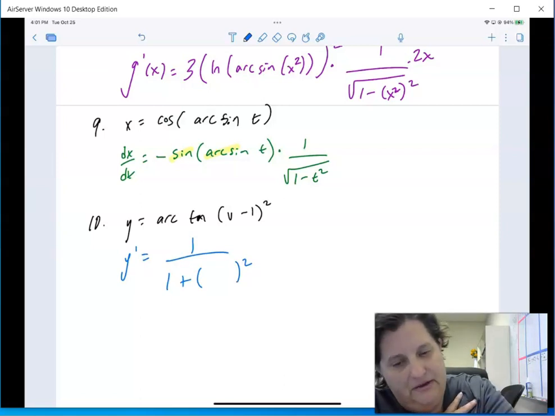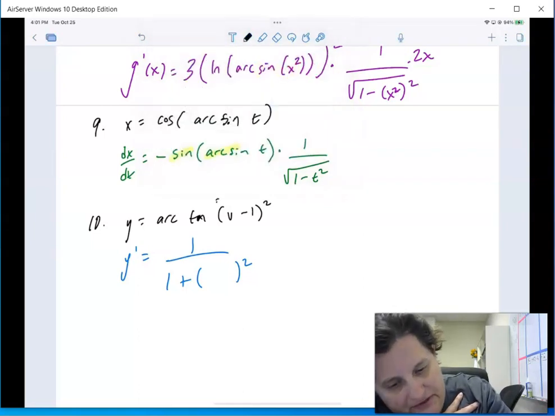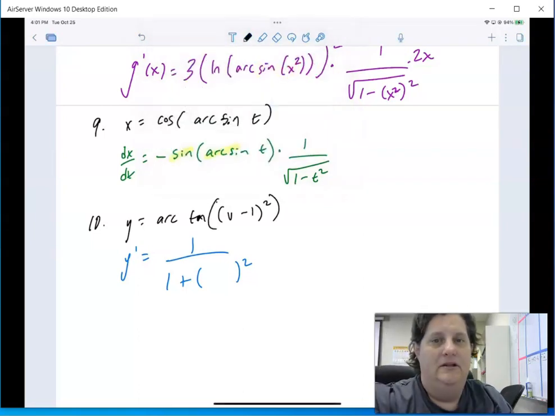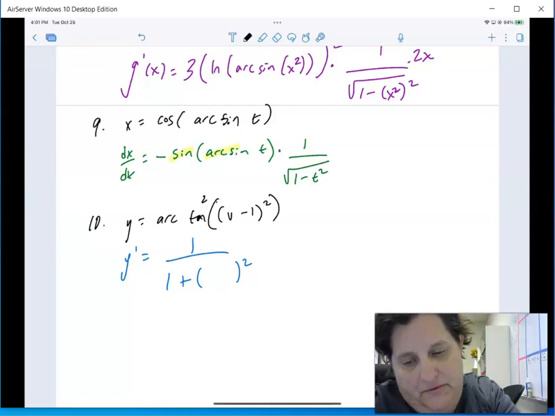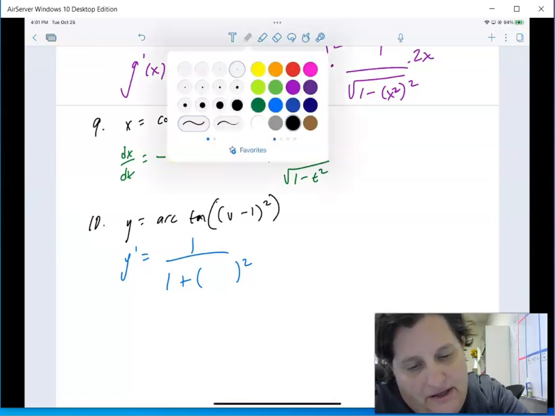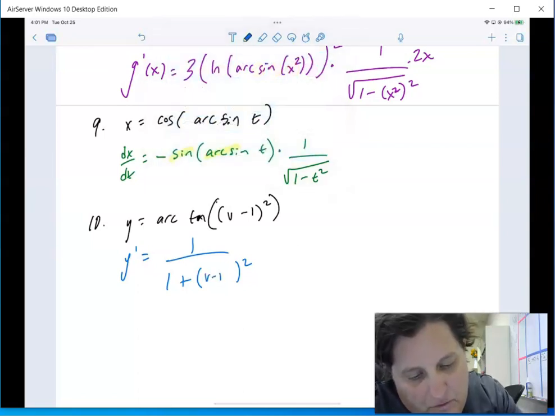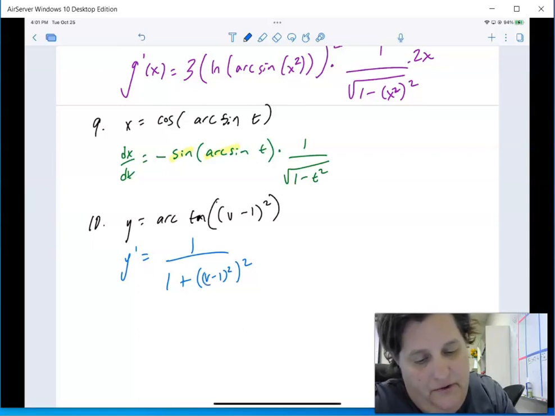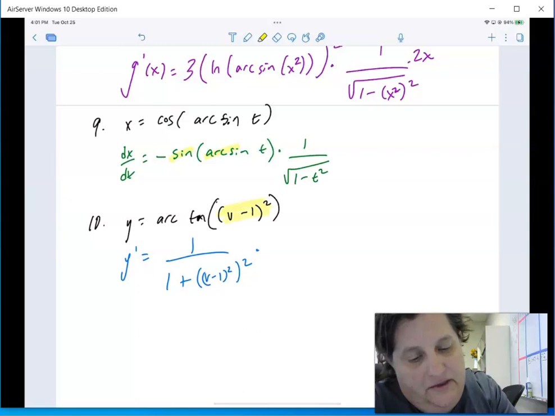I think it means the arctan of that, because if the arctan was squared, it would be there. Okay, so anyway, then in here I put the v minus 1 squared, right? Then times the derivative of the inside. So now I have to do times the derivative of this, which is going to be 2 times v minus 1 to the first, and then the derivative of the inside, which is just 1.